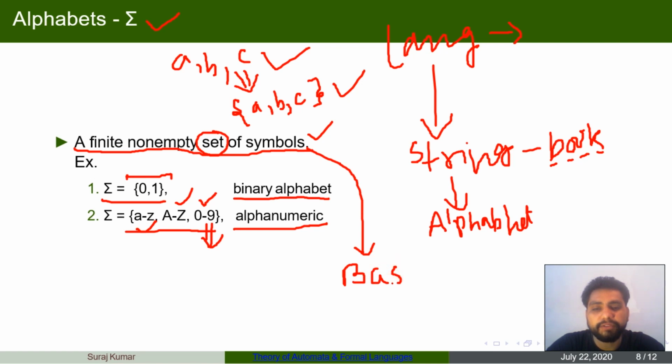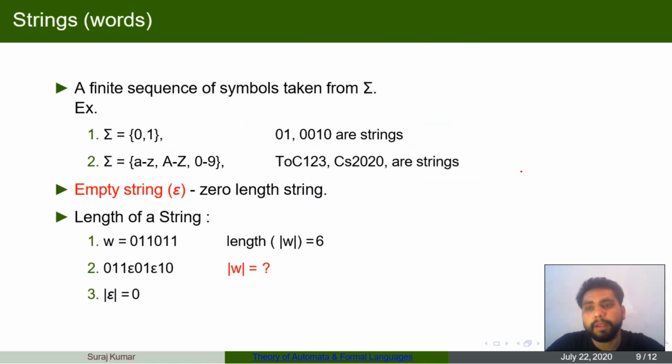So the definition of a symbol is a basic building block, which will be used to construct the alphabet. Fine, no problem. Now, how will strings be formed with the help of an alphabet? A string is also called a word. It is a finite sequence of symbols taken from sigma.